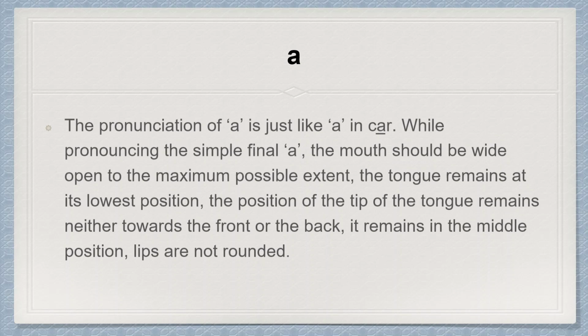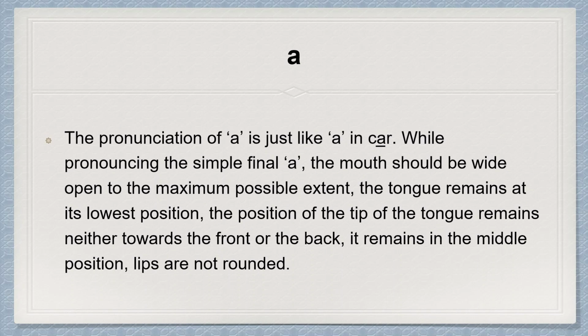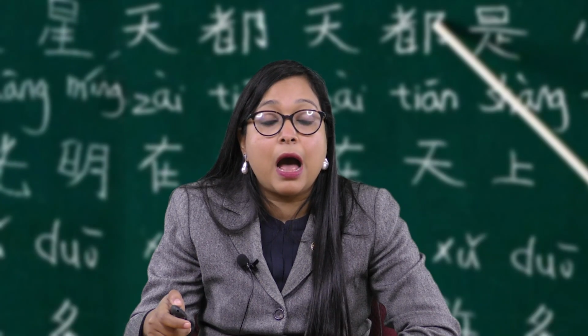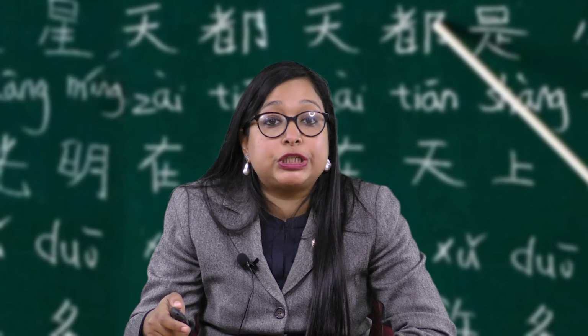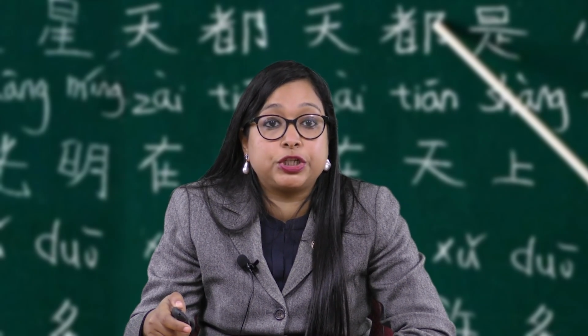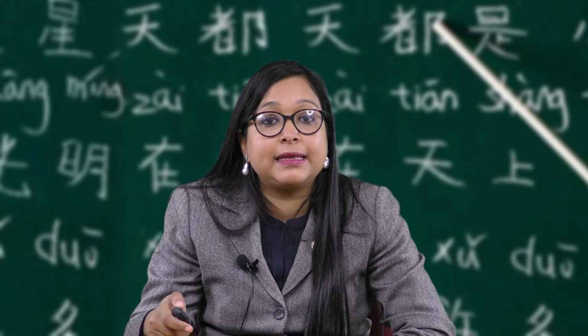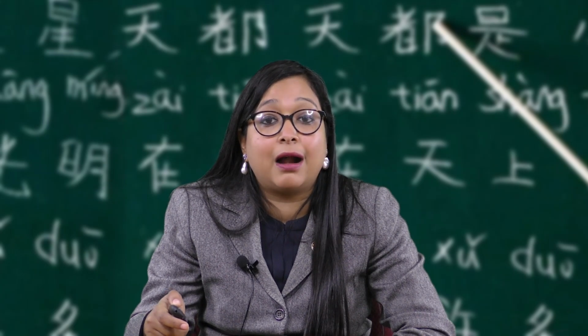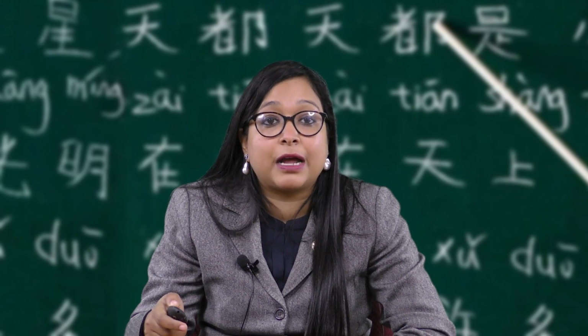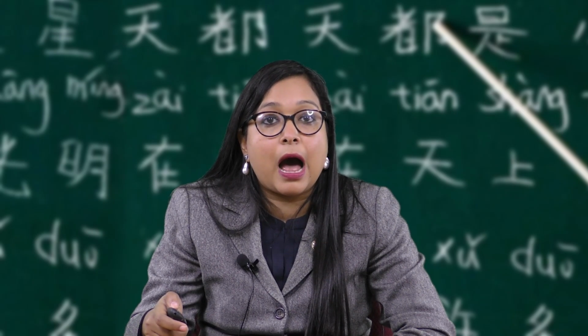The pronunciation of a is just like the a in the English word car. So, while pronouncing the simple final a, the mouth should be wide open to the maximum possible extent. While pronouncing a, the tongue remains at its lowest position and the tip of the tongue remains neither towards the front nor towards the back. It remains in the middle position and the lips are not rounded. Let's pronounce together once again.